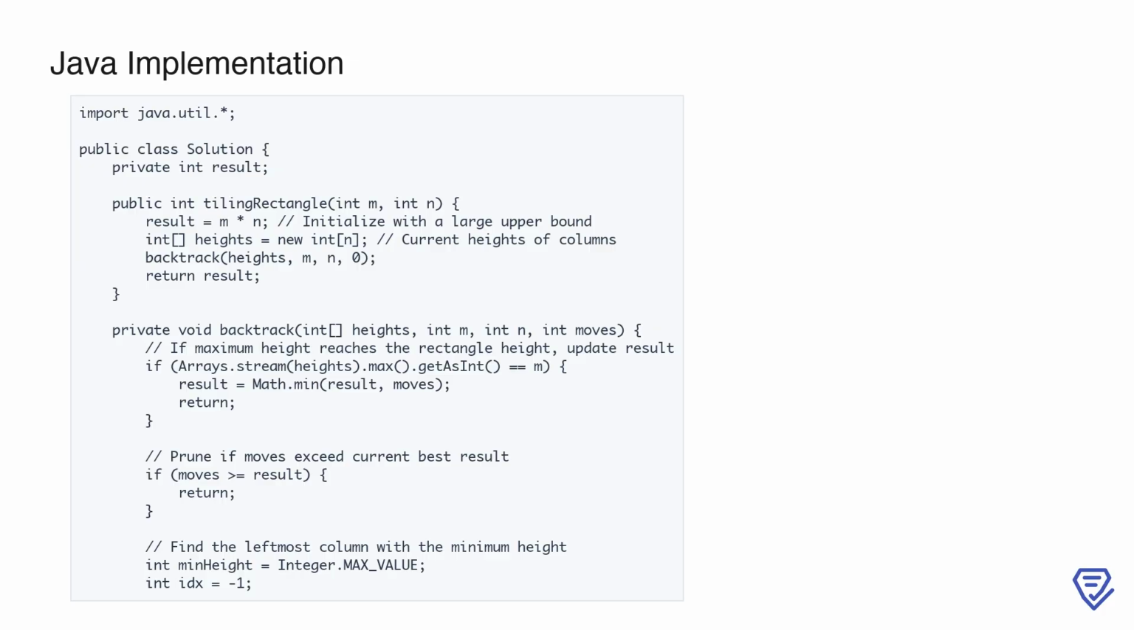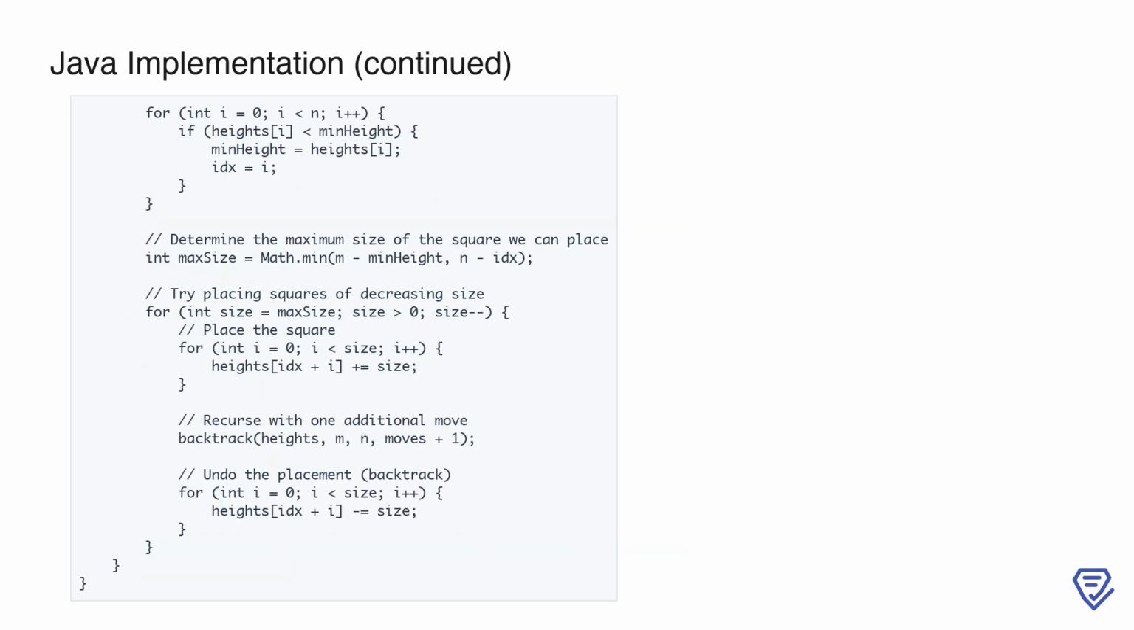Next, we need to find the leftmost column with the minimum height, as this is the best place to start placing the next square. To do this, we initialize minHeight to a very large value and use a variable idx to track the index of the column with the minimum height. Now, we iterate through the heights array to identify the column with the smallest height. Once we find this column, we calculate the maximum size of the square that can be placed at this position. This is determined by taking the smaller of two values, the remaining height of the rectangle above this column, m minus minHeight, and the remaining width of the rectangle to the right of this column, n minus idx.